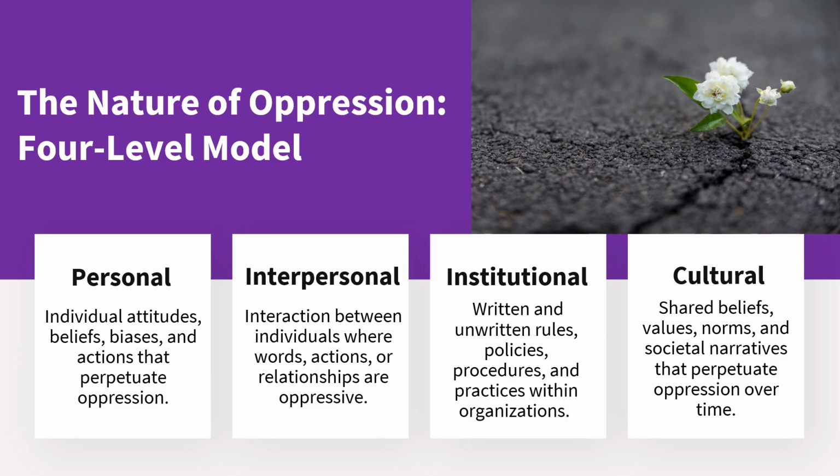You can experience oppression at an institutional level. So institutions are things like our schools, our hospitals, our families. These are all social institutions, and they have written and unwritten rules, policies, procedures, and practices within them that can perpetuate oppression. And then finally, we can look at oppression at its widest level, which is at a cultural level, which is where a large group of people share beliefs, values, norms, and social narratives that perpetuate oppression over time.